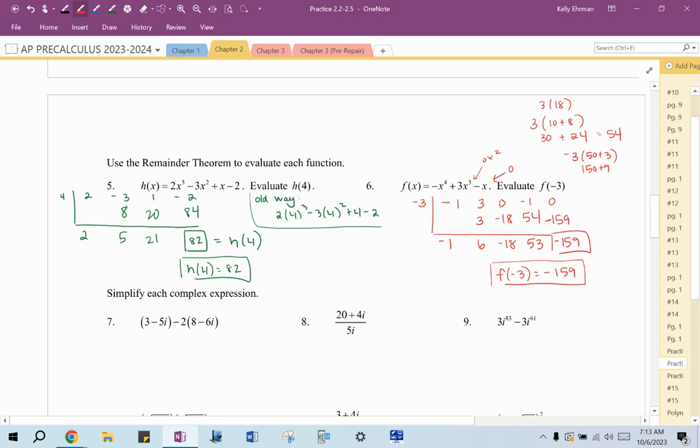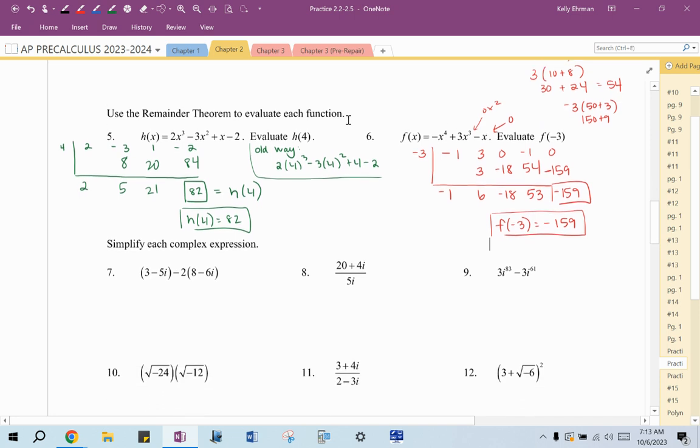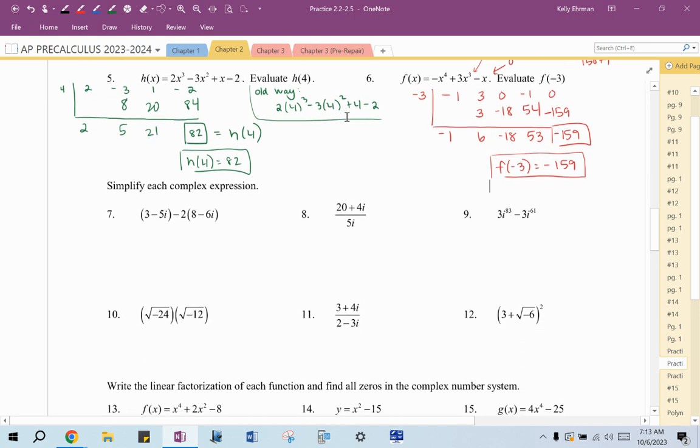So it's not that you won't have to deal with big numbers, but only multiplying and adding instead of raising to a power and multiplying and adding is one less step. So that's why remainder theorem exists. It's kind of a nice, faster way to evaluate.